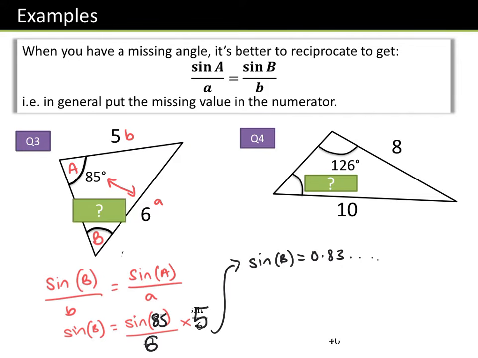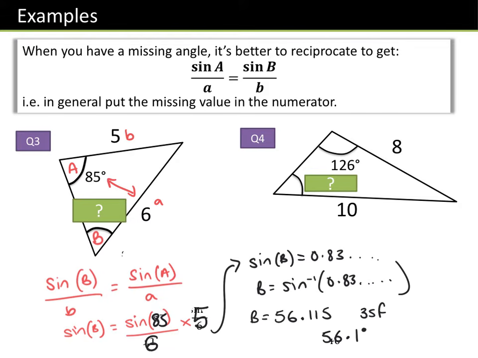I'm going to keep that answer so that B equals sine to the minus 1 of 0.83 and so on. Okay, but I'm going to do shift sine in my calculator so that I do not lose anything. So I'm going to get 56.115. Three significant figures, that's 56.1 degrees.